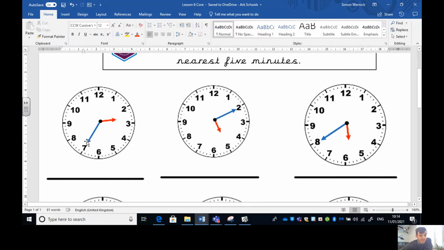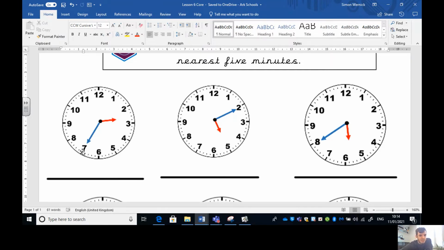Well, it's pointing to the left hand side. Okay, so it's to the hour. But how many minutes to the hour? Well, I need to count backwards in 5s from the 12. 5, 10, 15, 20, 25. Now I know it's 25 minutes to the next hour.